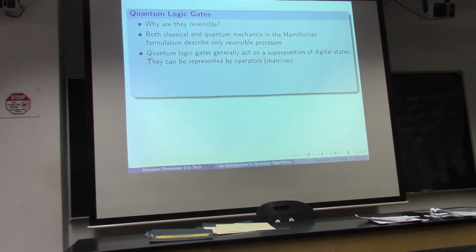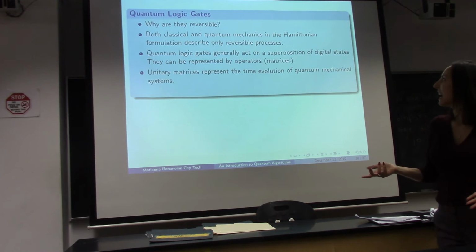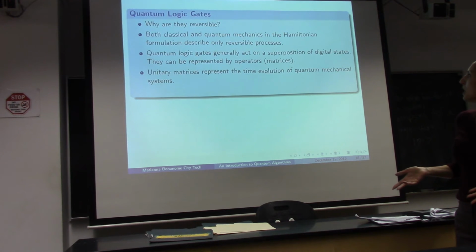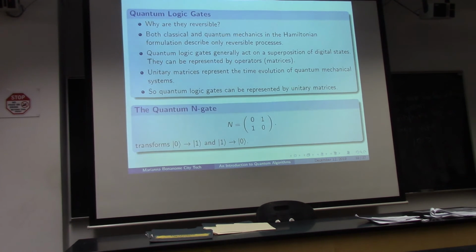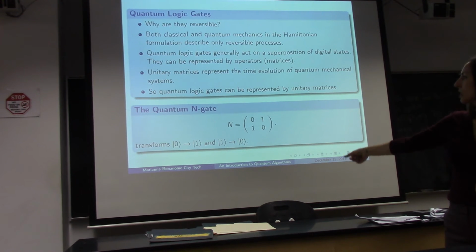And so we talked about this. We said, well, why do they have to be reversible? Like we said, we only have reversible processes. And these logic gates can be represented by matrices. So for instance, for the quantum not gate, here's the matrix which represents it.